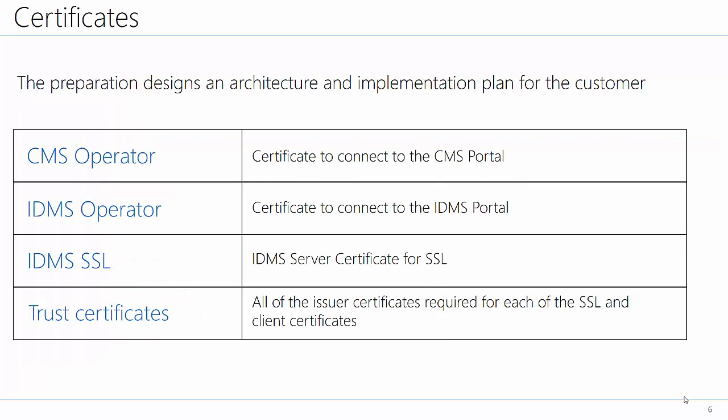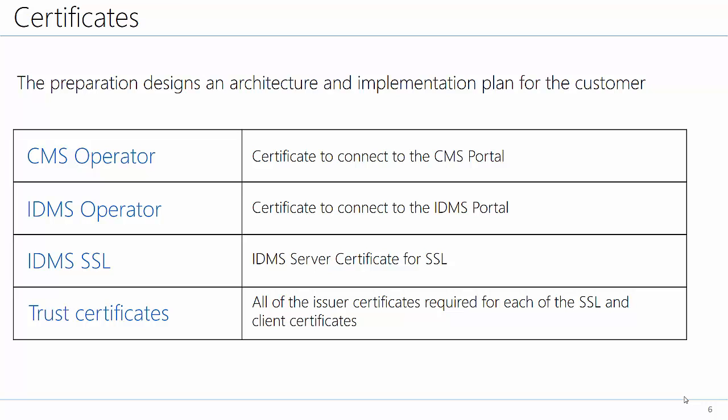Another critical element are the certificates. Before the installation even occurs, it's recommended that you have access to the CMS operator certificate. What we do here to help minimize errors is perform connections to the CMS portal itself. Verify that the certificate has been installed before even beginning the IDMS installation. The next certificate that's required is the IDMS operator certificate. In the installation, this certificate will be used to create a seed user to allow the installation to continue, as well as perform other configuration items.